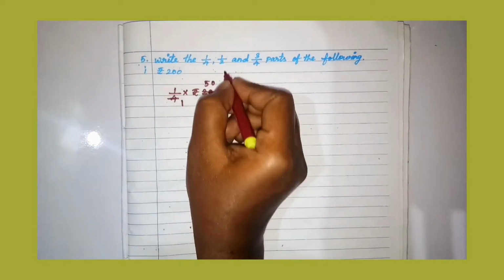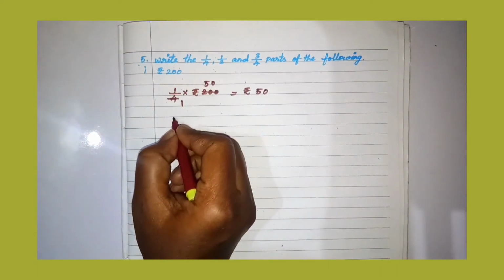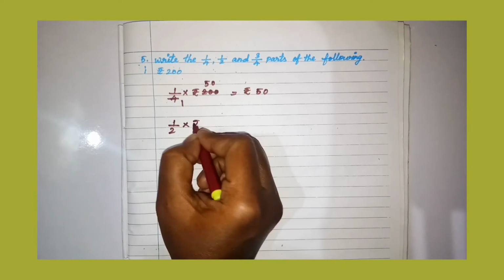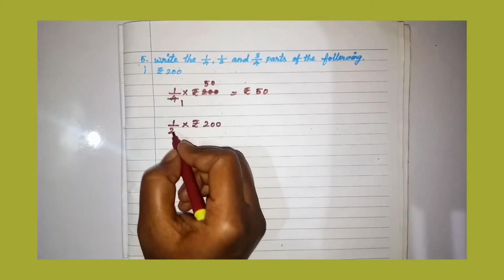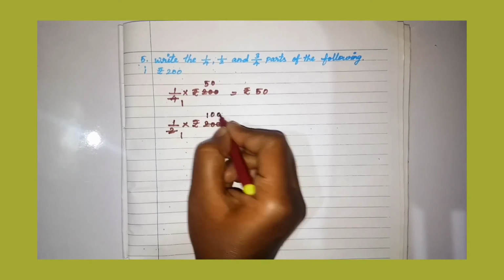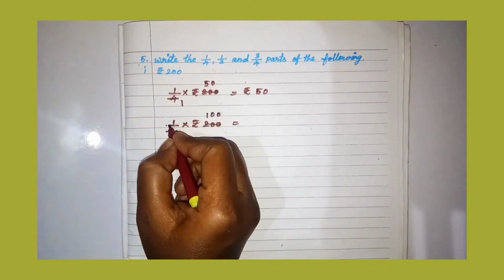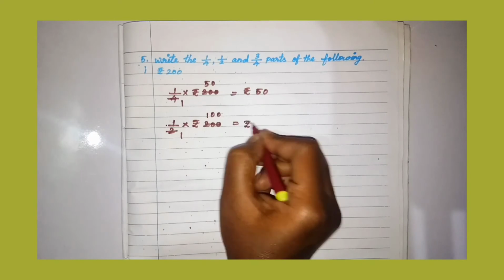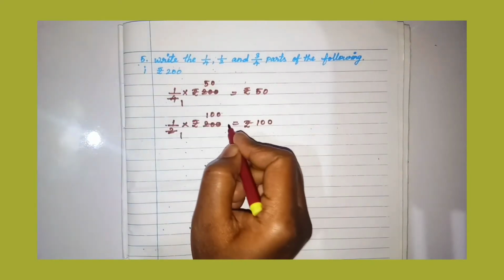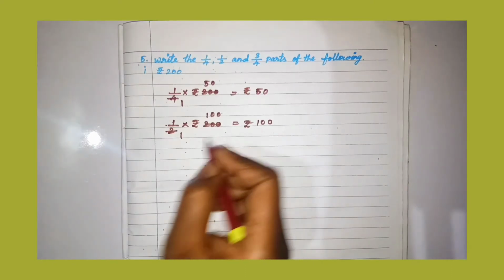Next, 1 by 2 part. So 1 by 2 part means 1 by 2 into rupees 200. Now cancel the value. 1 2s are 2. This one 1 2s are 2, adding 2 0. So 1 into 100, rupee 100 is the half part value. So 200 rupee half part value is 100 rupee.